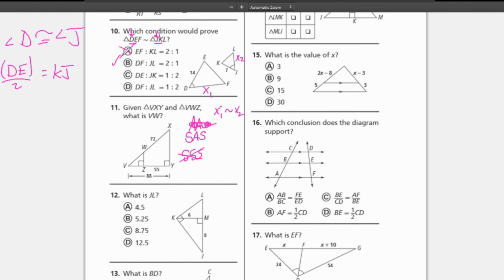And now I just need to ask, well, which of these are talking about DF and JL? Not this one. This one is not, and this one is. Now I have to ask myself, how do I read this right here? DF, let's look at B. 2 DFs is equal to 1 JL.